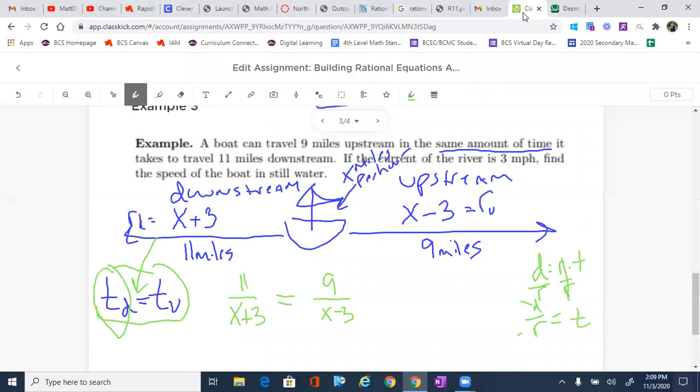So that tells us that X, which is the speed of the boat, because that's what we're looking for, the speed of the boat, which is X miles per hour, equals 30 miles per hour. And that's how fast that boat can actually go.